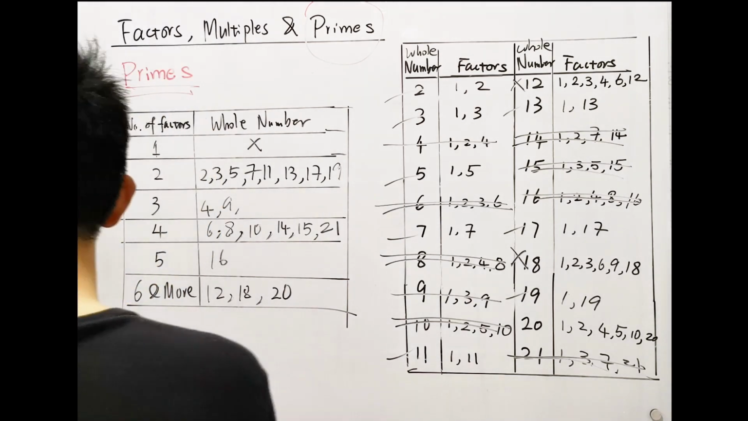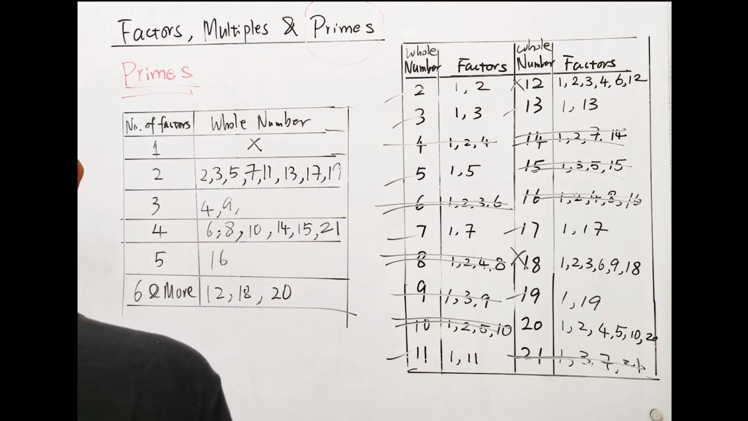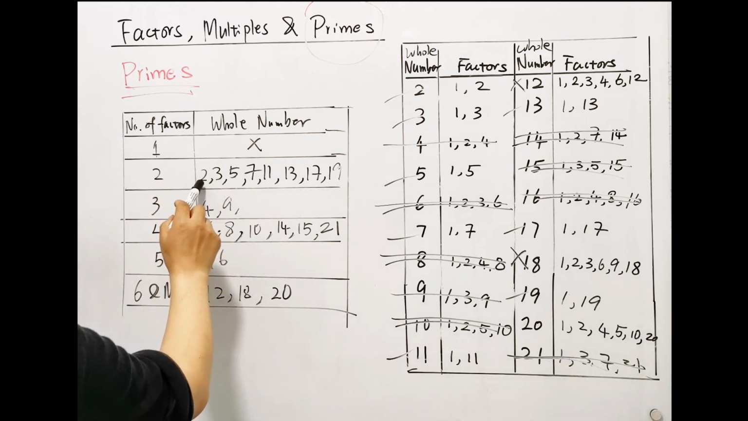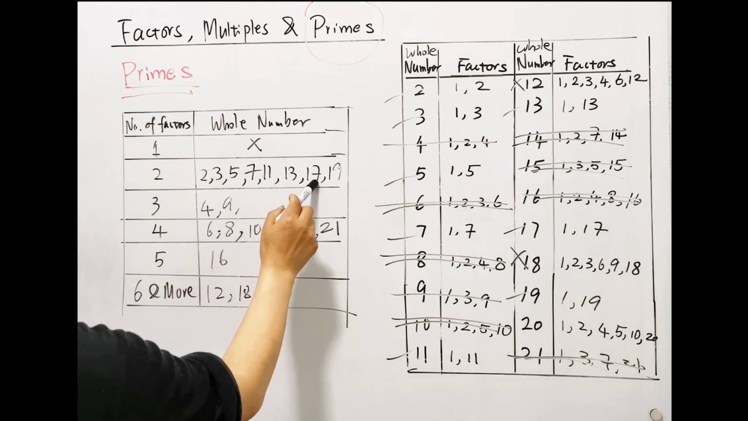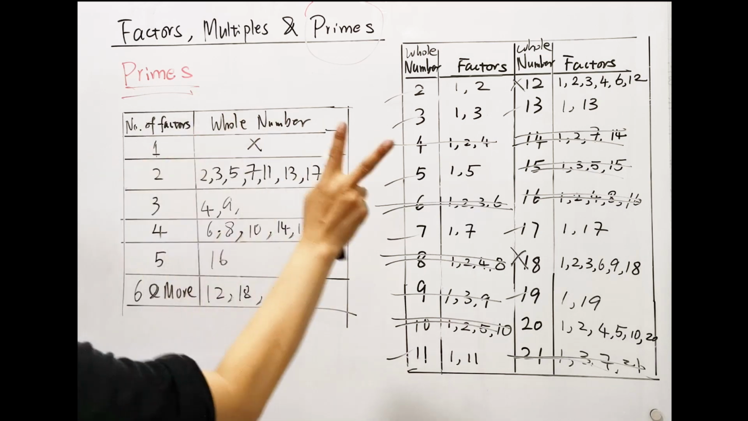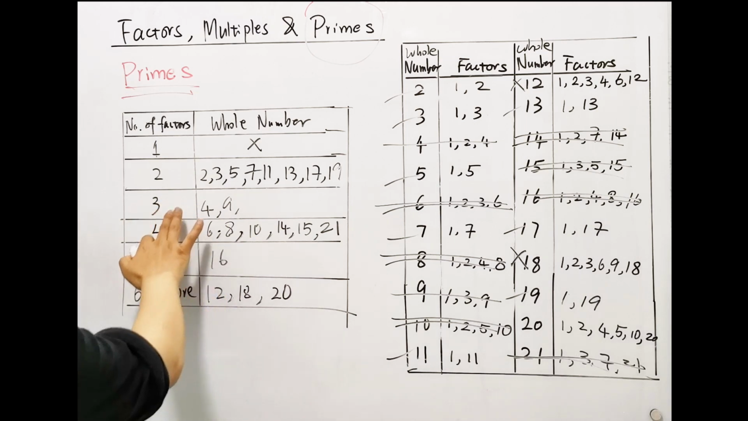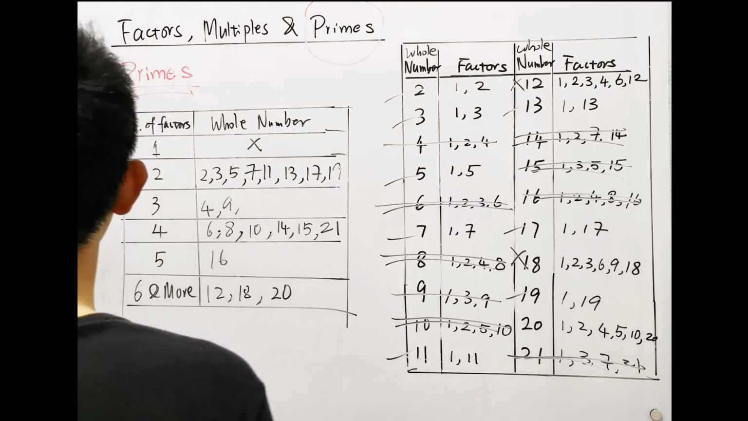So from here we can see that 2, 3, 5, 7, 11, 13, 17, 19 have only two factors. The rest we have 3, 4, 5, 6 factors. So can we conclude?